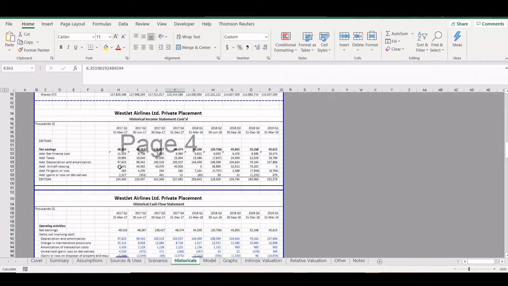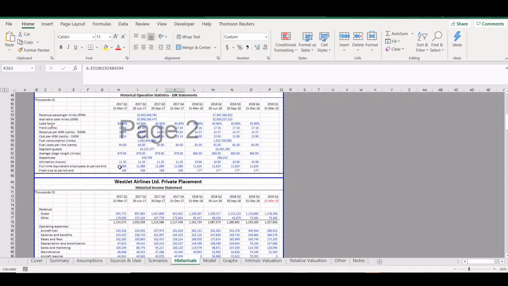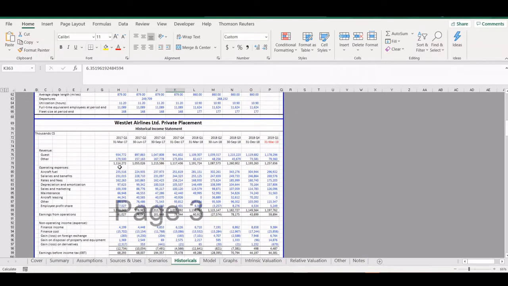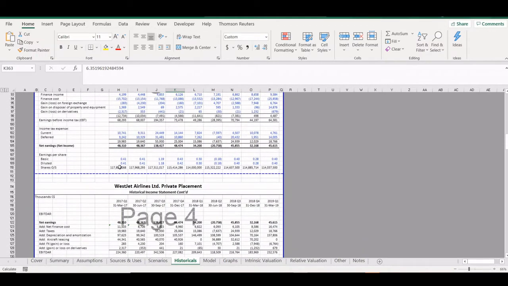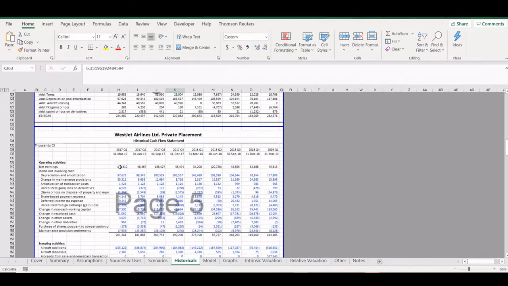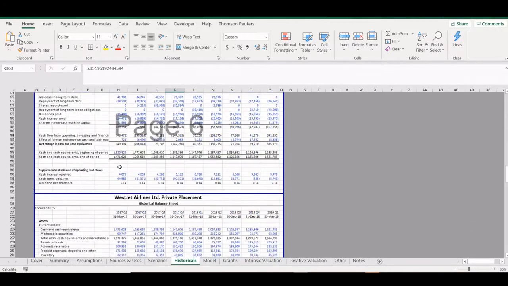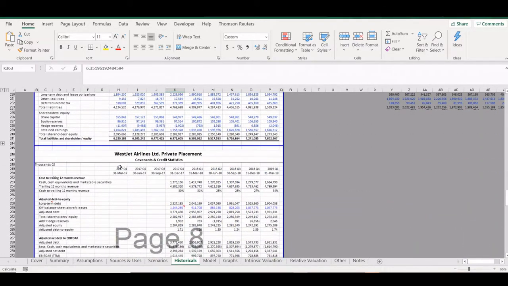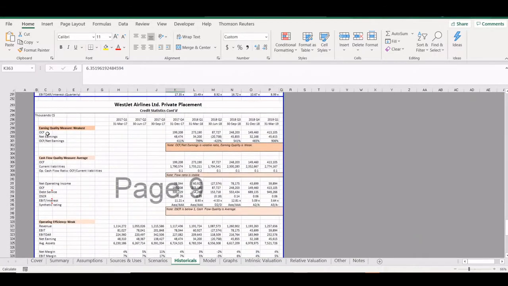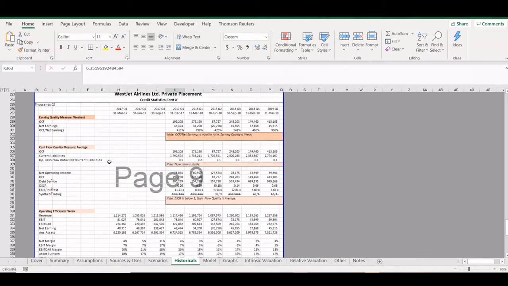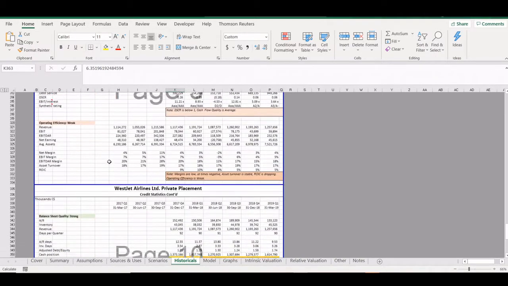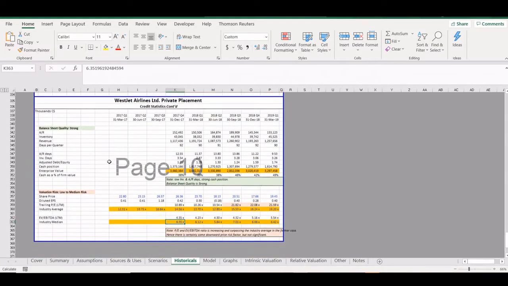Historical financial statements for 3 years. Operating metrics, revenues, income statements, cash flow statements, and balance sheet, as well as covenants and credit statistics. The tab includes statistics for calculations of earnings quality, cash flow quality, operating efficiency, balance sheet quality, and valuation risks of the company.